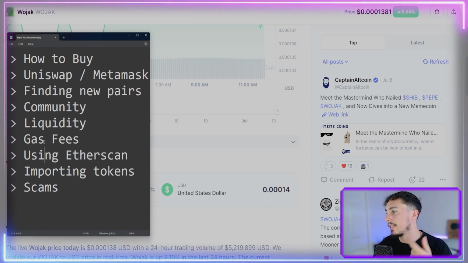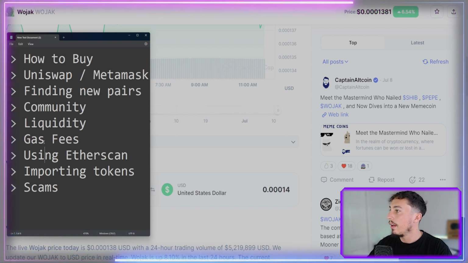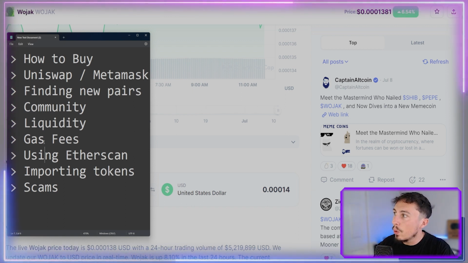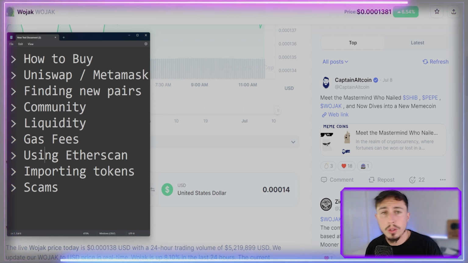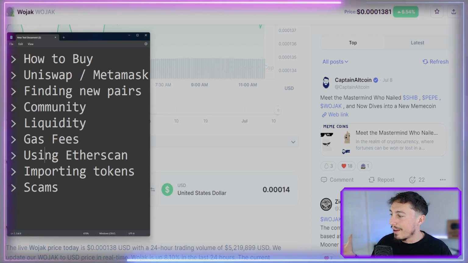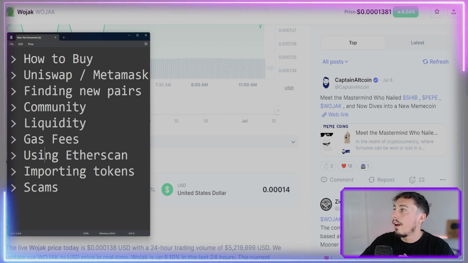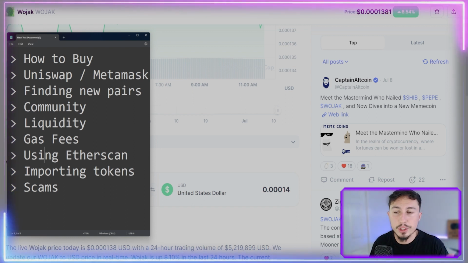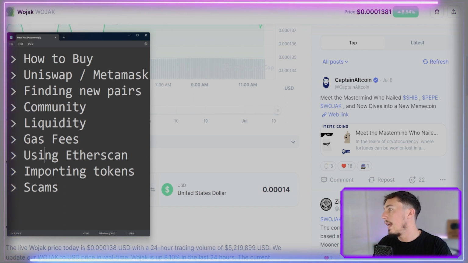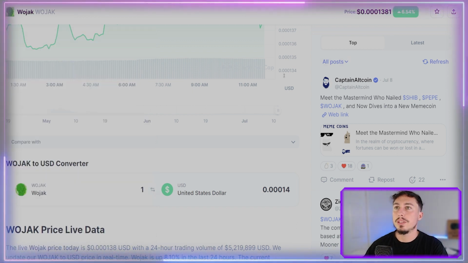So we look at gas fees, Etherscan, importing tokens, scams, liquidity, community as well. Finding new pairs, you can use DexView, Dextools, Dex Screener. How to buy, of course, you need to get a MetaMask or Trust wallet. Just a little bit of an overview here of the whole video. Make sure when you have those funded, you obviously find the coins, you import the token contract address to Uniswap or the MetaMask or straight on the DexView or Dextools site. Once you connect your wallet, you've got your wallet funded. And finding new pairs is straight up just doing your own research and your own due diligence as well.